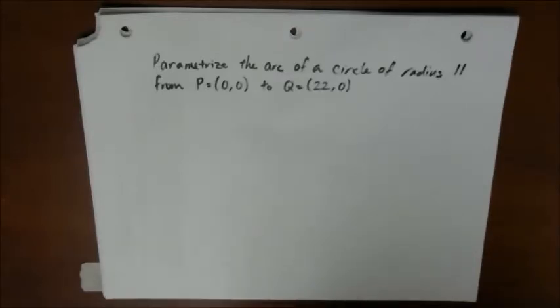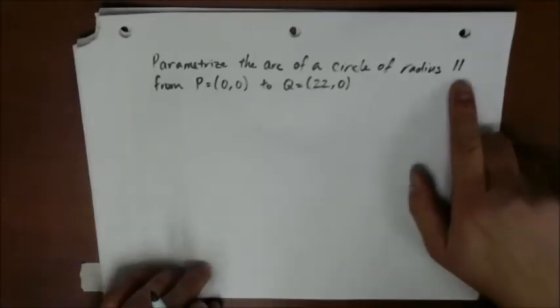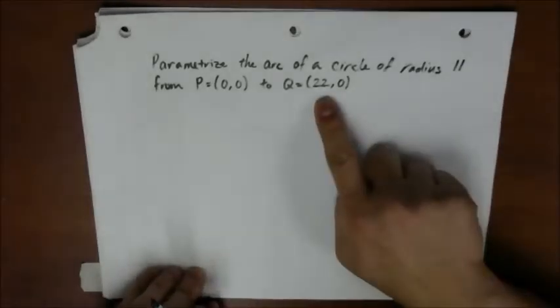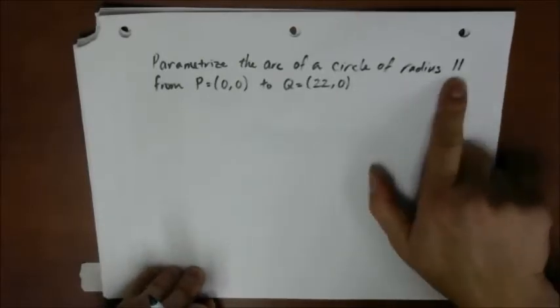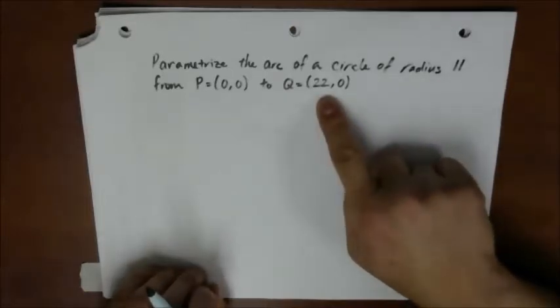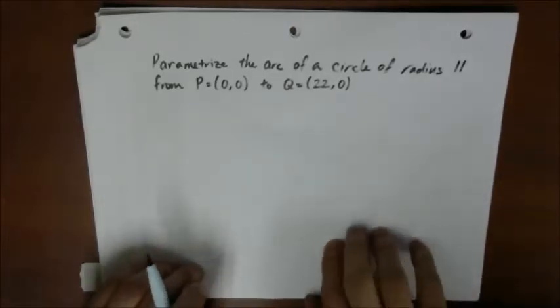The question is to parameterize the arc of a circle of radius 11 from P, the origin, to Q, which is (22, 0). You might have different numbers for the radius and for that other point, but the key idea here is that the radius of the circle should be half the x-coordinate of the point Q.